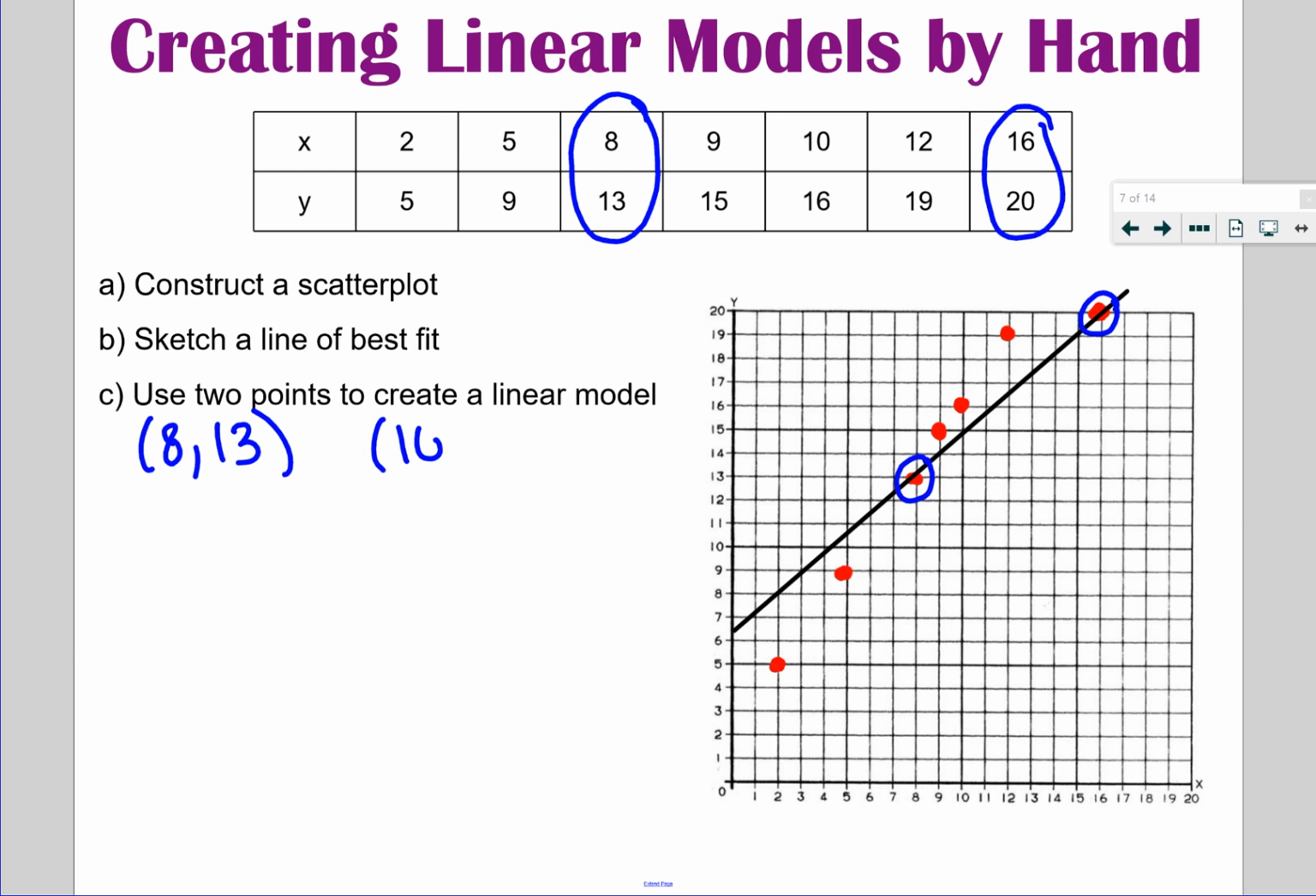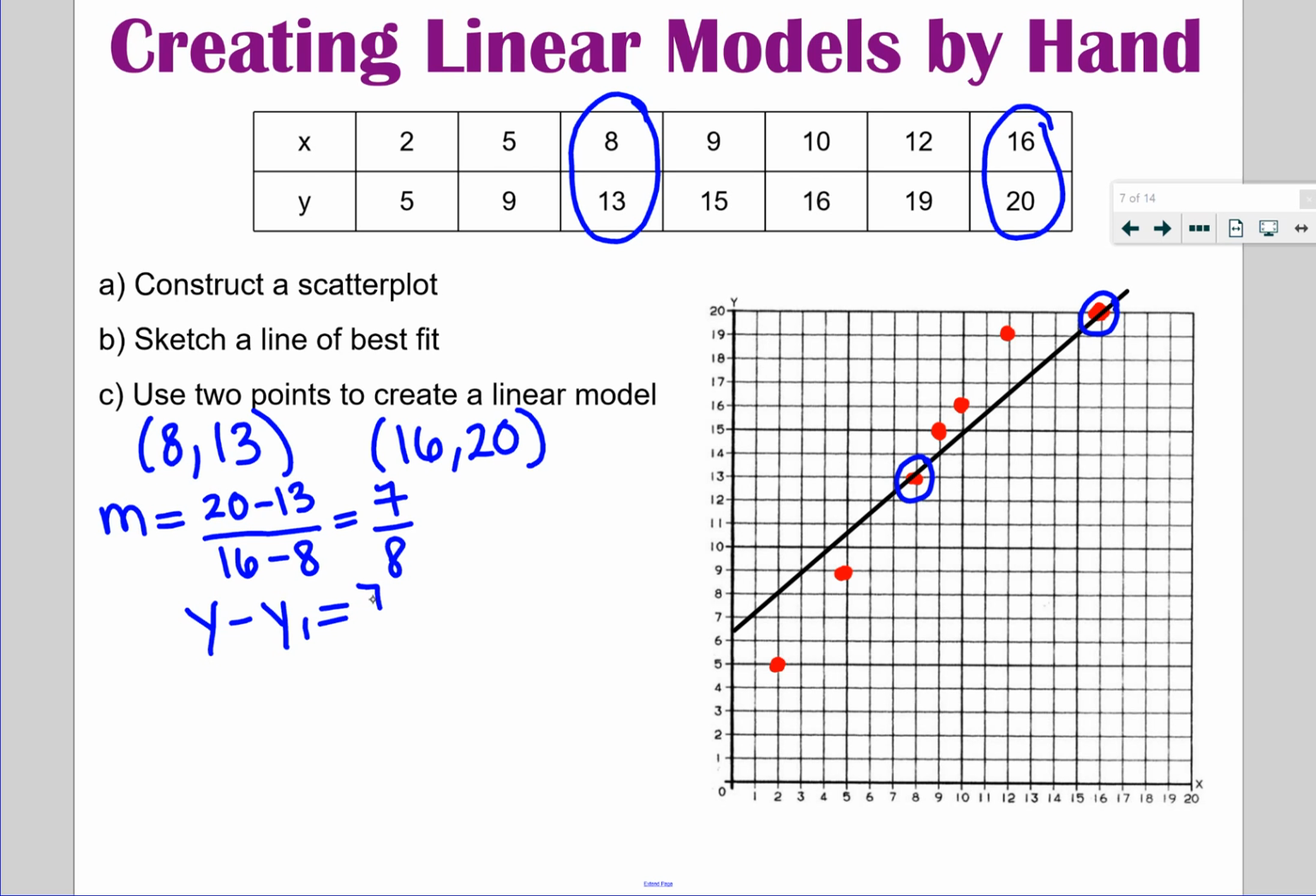And now this is going to be review from Unit 1. If you have 2 points, you can find the equation of the line by first finding the slope, which is y2 minus y1 over x2 minus x1. So I'm going to get 7 over 8, and then that does not reduce. From there, to find the equation of the line, I'm going to use point slope form. Y minus y1 equals m, which I know already, so I'm going to go ahead and fill it in, x minus x1. And you can use either of the points. I'm going to use the first point, so y minus 13 equals 7/8 times x minus 8.